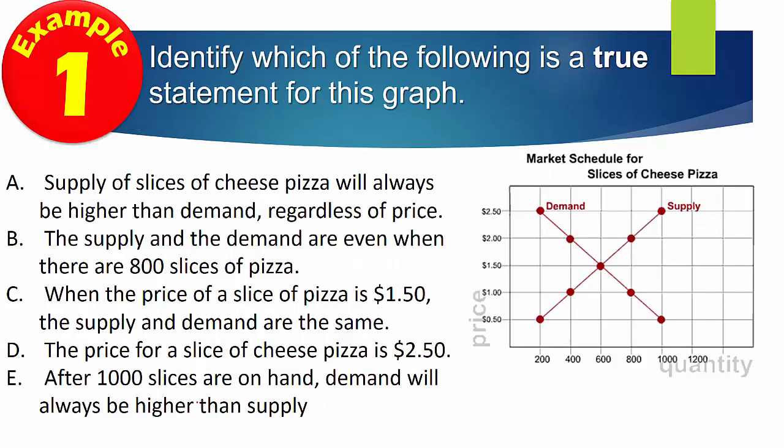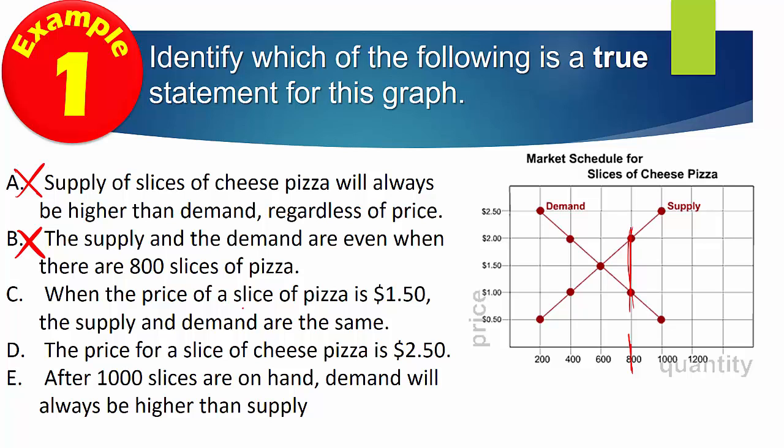First example, we're given a graph. We need to identify which of the following is a true statement. Supply of slices of cheese pizza will always be higher than demand regardless of price. Well, supply is higher here, yep, sure is, but supply is lower than demand there, so that one is not true. Supply and demand of pizza are even when there are 800 slices of pizza. So if we look, quantity is 800. Are they the same? No, that's not true either.